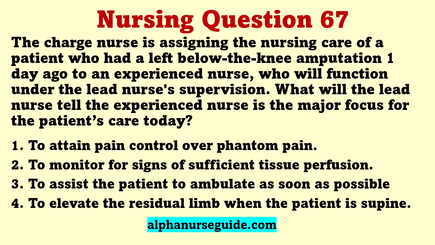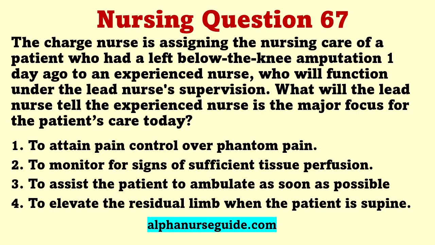The charge nurse is assigning the nursing care of a patient who had a left below the knee amputation 1 day ago to an experienced nurse who will function under the lead nurse's supervision. What will the lead nurse tell the experienced nurse is a major focus of the patient's care today? 1. To attain pain control over phantom pain. 2. To monitor for signs of sufficient tissue perfusion. 3. To assist the patient to ambulate as soon as possible. 4. To elevate the residual limb when the patient is supine.